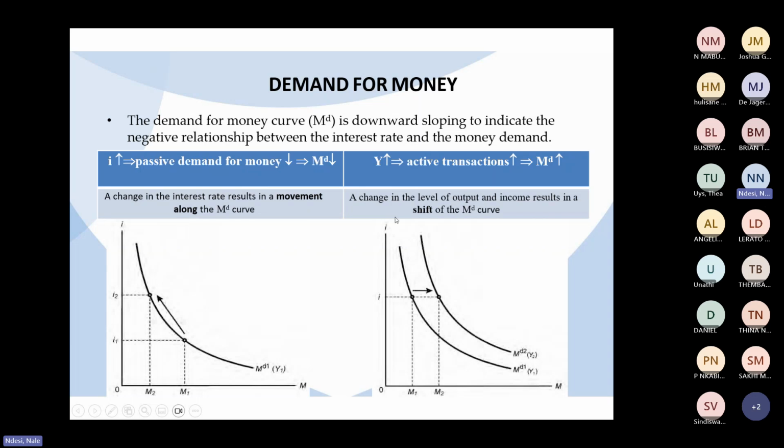So also take note that when there's a change in the level of output and income, it causes a shift of the MD1 curve to the MD2 curve, because our households will have more transactions to make. Once more, if there's a change in the interest rate, it causes a movement along the curve. If there's a change in the level of output and income, it causes a shift in the MD curve. So that's your demand for money.